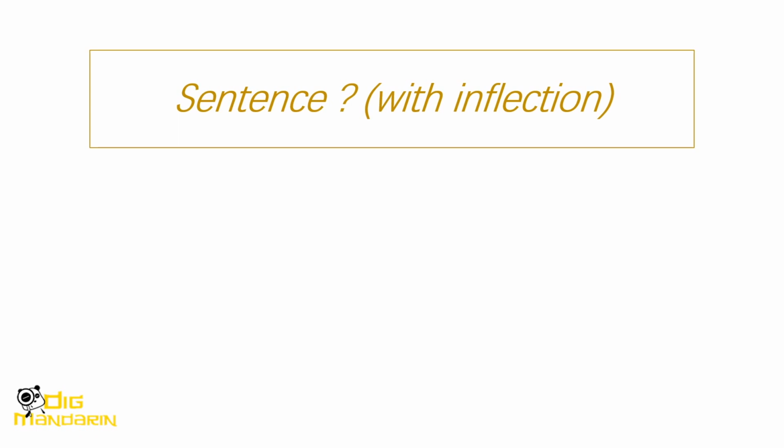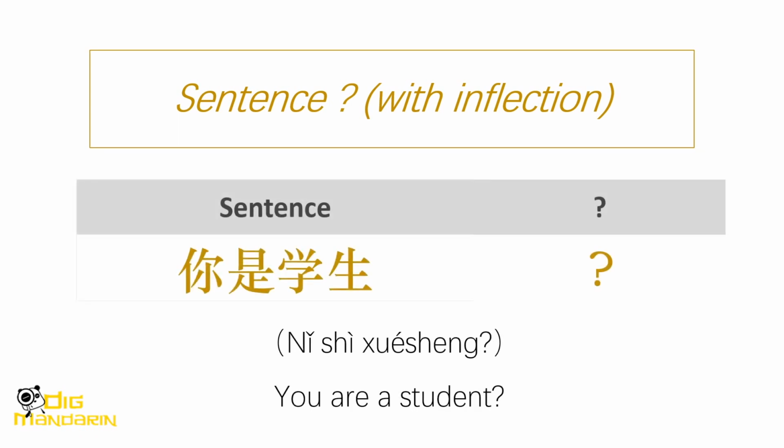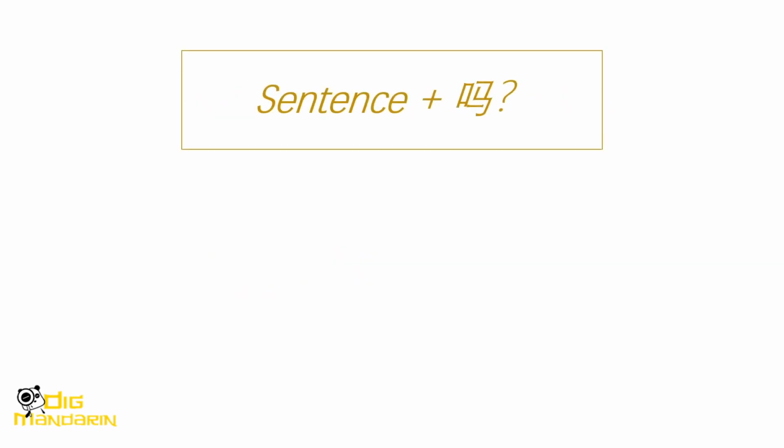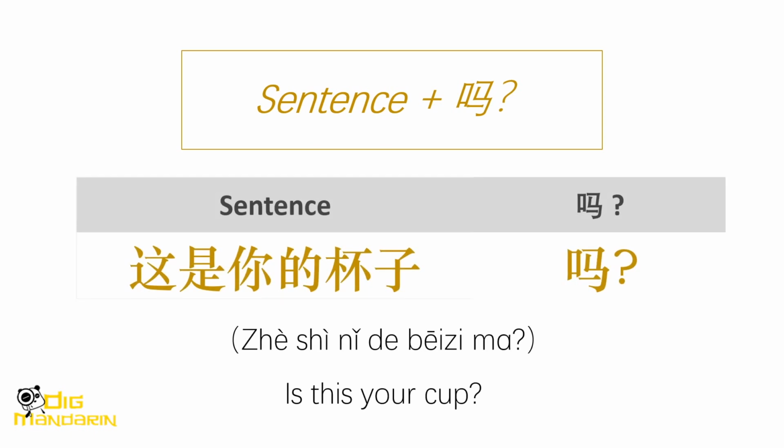So now let's look at how we can use these 3 forms in different situations. Example 1. 你是学生? Are you a student? Example 2. 这是你的杯子吗? Is this your cup?